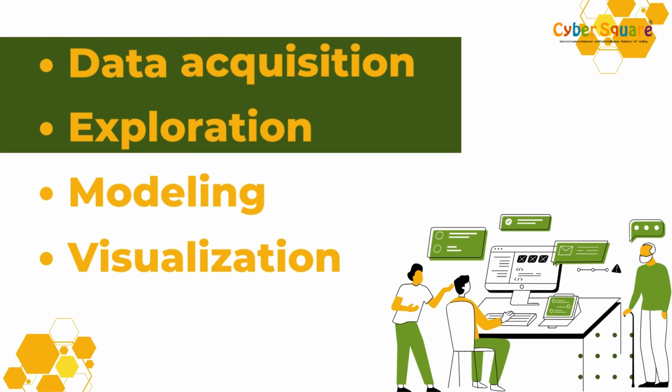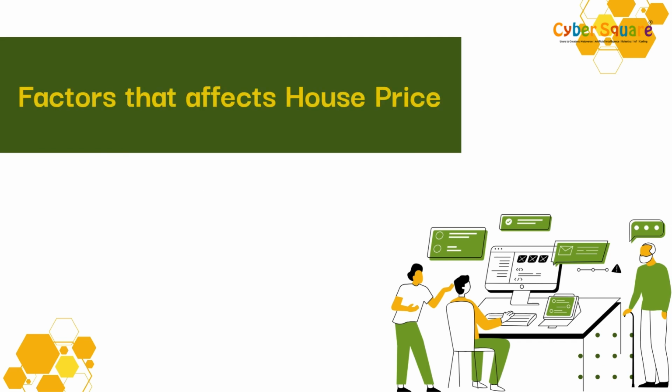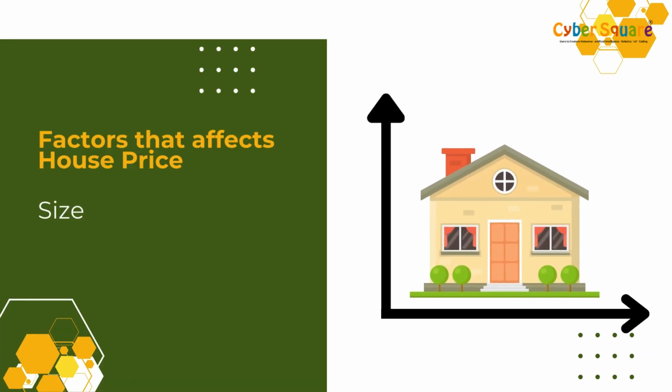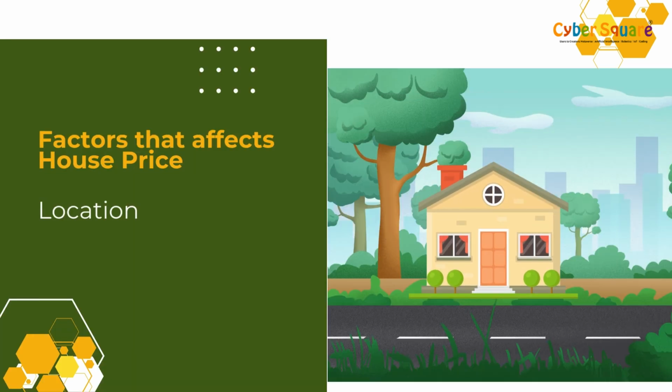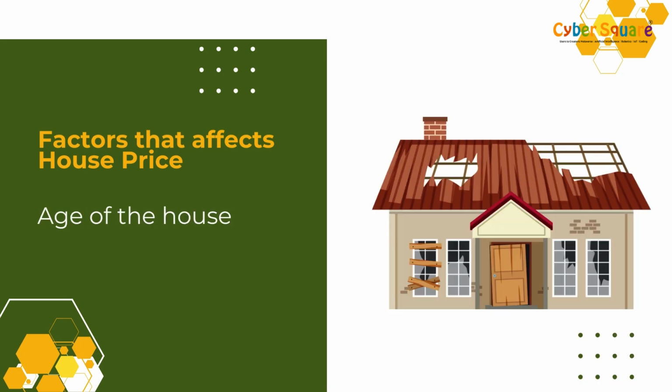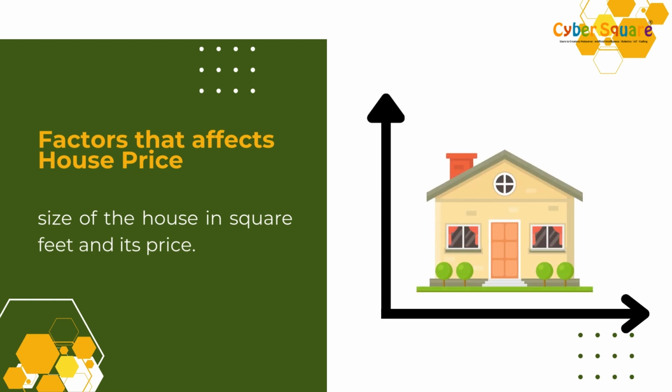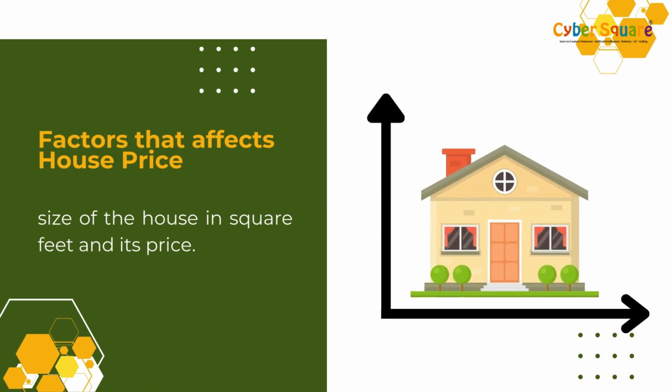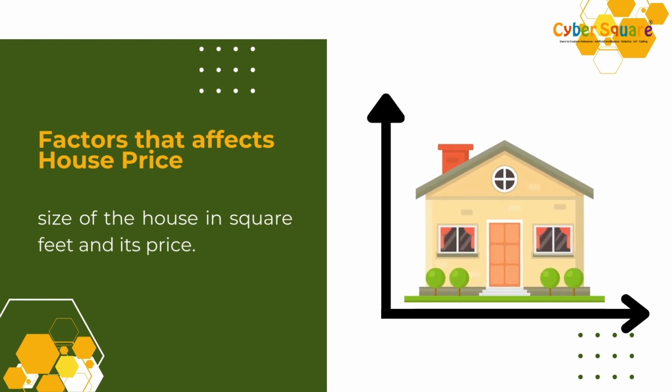Let's get started. To begin, we need to understand the various features that affect house prices. These include size, location, number of bedrooms, and the age of the house. For our example, we'll focus on the relationship between the size of the house in square feet and its price.